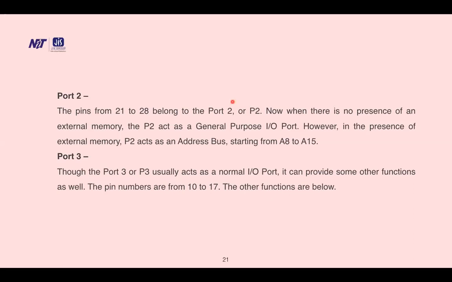Port 2. The pins from 21 to 28 belong to port 2 or P2. When there is no external memory, P2 acts as a general purpose I/O port. However, in the presence of external memory, P2 acts as an address bus from A8 to A15. Port 3. Though port 3 or P3 usually acts as a normal I/O port, it can provide some other functions as well. The pin numbers are from 10 to 17. The other functions are shown below.